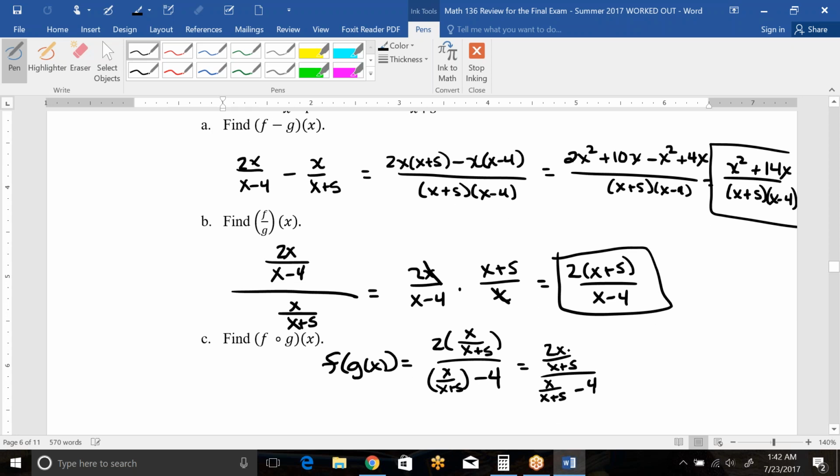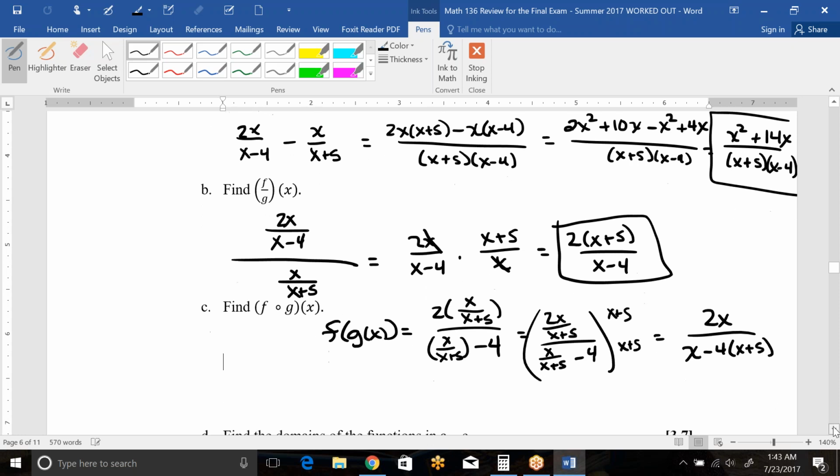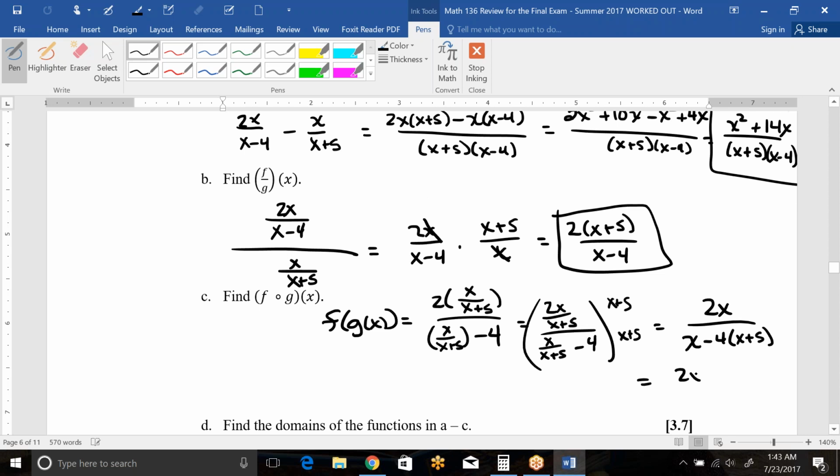I would multiply everything by x plus 5 on both top and bottom. So on top we just get 2x. On the bottom we have to distribute this, so we'll have an x, and then we'll have a negative 4 times an x plus 5. So we need to distribute that negative 4.